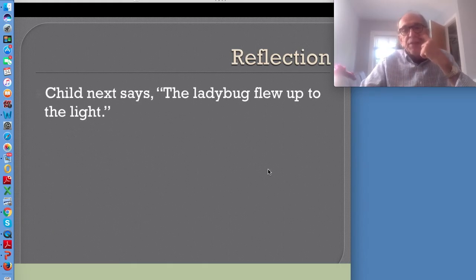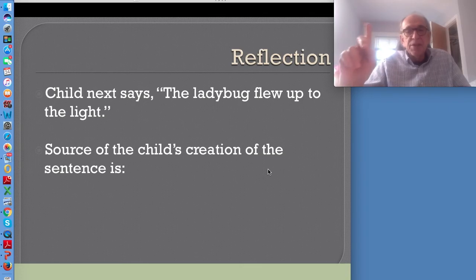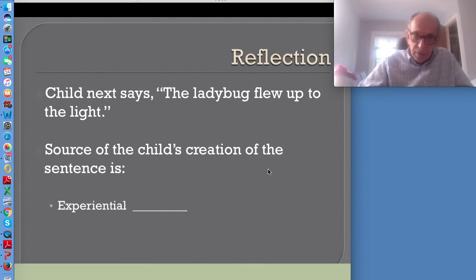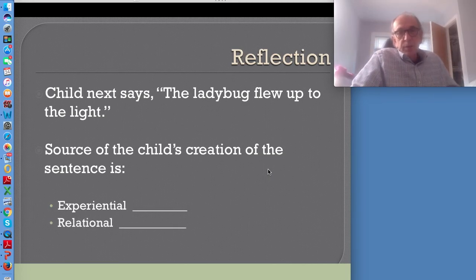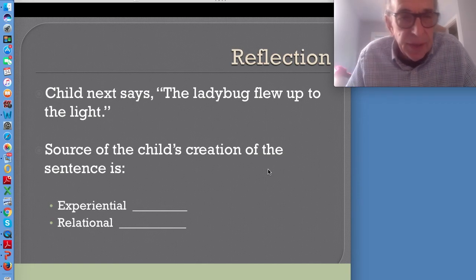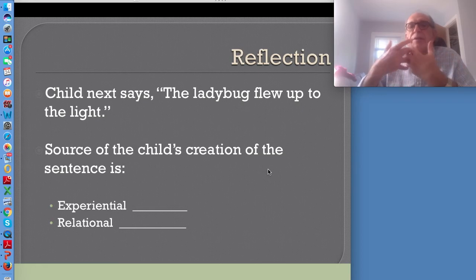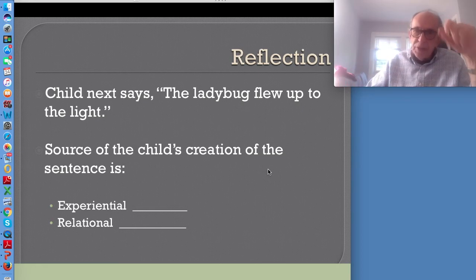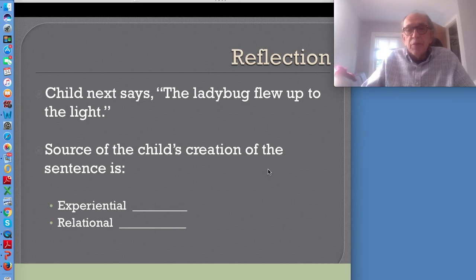The child next says, the ladybug flew up to the light. Now, what is the source of the child's creation of this sentence? Is that experiential or relational? Well, partially, of course, experiential, perhaps. The ladybug may in fact have flown up to the light, right? But I am going to say, and I am going to try to help you understand, that there is a relational source that led to or supported the production of that sentence. Because the child is making a relationship here between the ladybug and the light by virtue of flying.